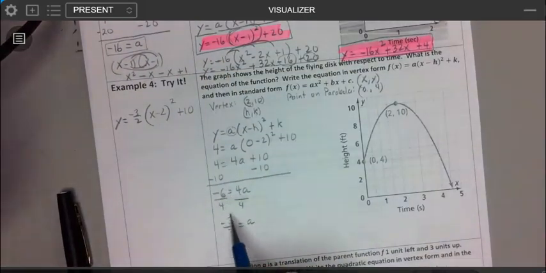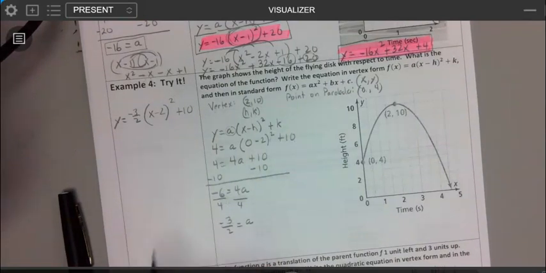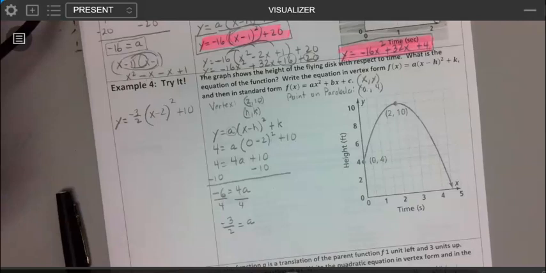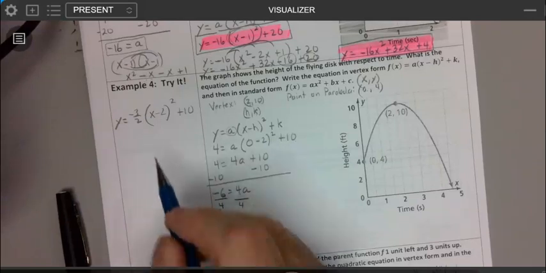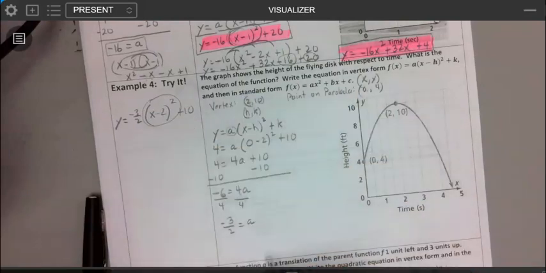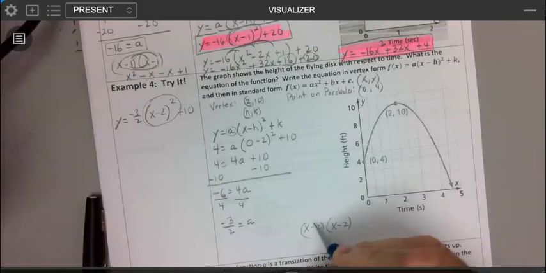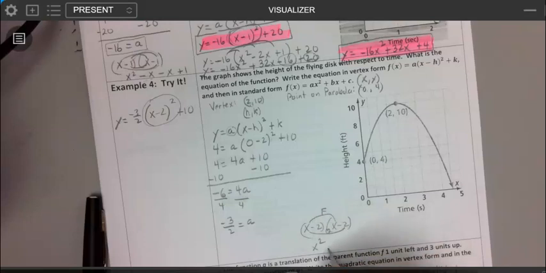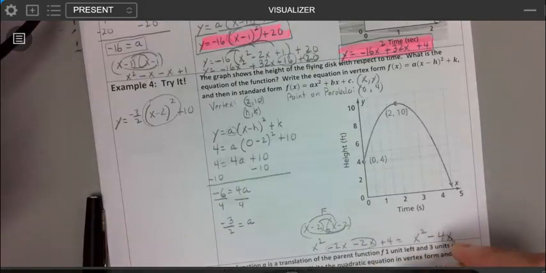Agreed? I reduce this fraction to negative 3/2, and then now I have it in vertex form, and I need to get it in standard form. So what I have to do first is FOIL this thing out. So I'm going to do it right here for you. X minus 2 times x minus 2. So first, that's x squared. Outside would be negative 2x. Then inside would be negative 2x. And then last would be a negative 2 times negative 2 to a positive 4. When I add those together, I end up getting x squared minus 4x plus 4.